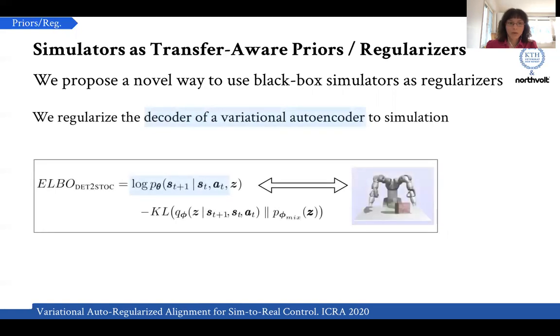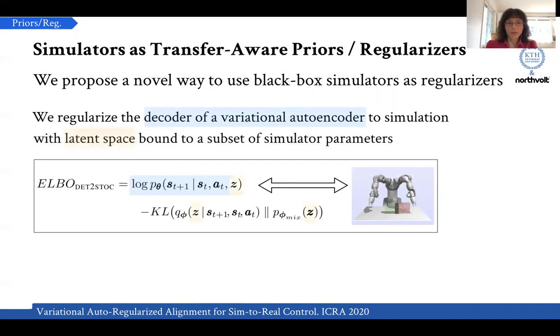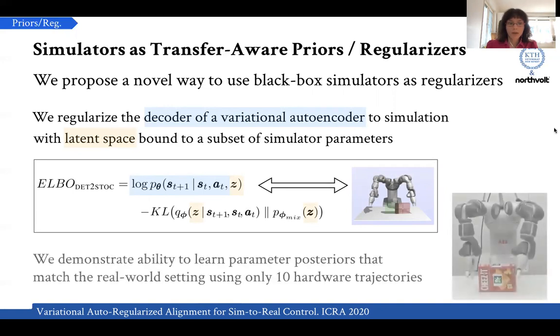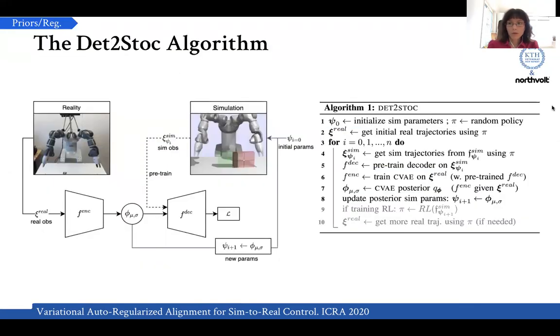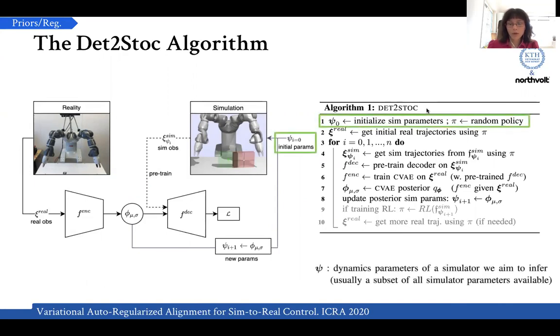We propose to regularize the decoder of a variational autoencoder to simulation, with the latent space bound to a subset of simulator parameters. In this work, which was just presented at ICRA, we show the ability to learn parameter posteriors that match the real world using a small number of hardware trajectories. Here I'll describe our approach that helps us convert a deterministic simulator with some default set of parameters to a stochastic simulator with a probability distribution over these parameters that matches the real world.